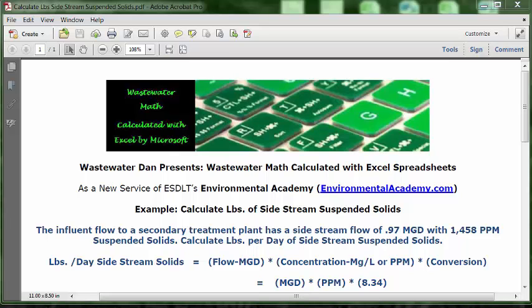Today's problem reads: the influent flow to a secondary treatment plant has a side stream flow of 0.97 MGD with 1,458 ppm suspended solids. Calculate the pounds per day of side stream suspended solids. So this is a poundage problem.